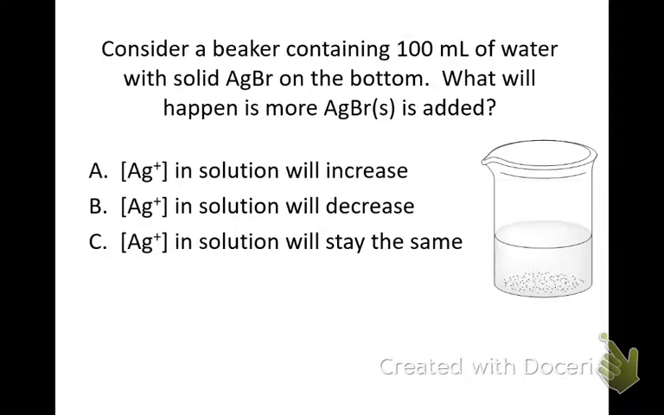So, first, consider a beaker that contains 100 milliliters of water with solid silver bromide on the bottom of the beaker, meaning that the solution is saturated. What will happen if more silver bromide solid is added? The amount of silver ion in solution will stay the same because remember, solids aren't in the KSP expression, so adding more solid to a saturated solution won't change the equilibrium concentration.